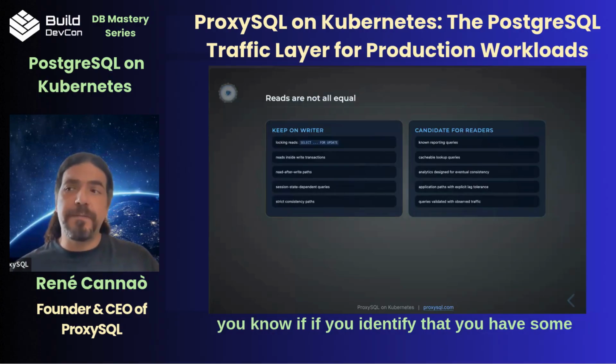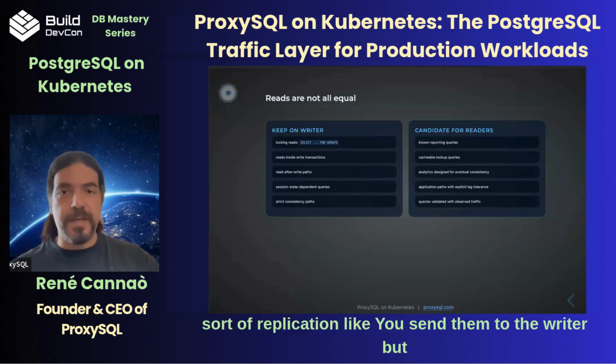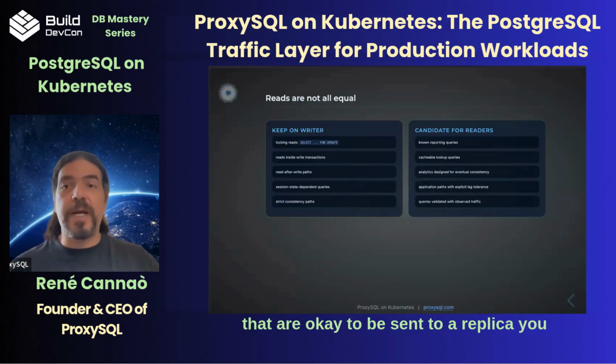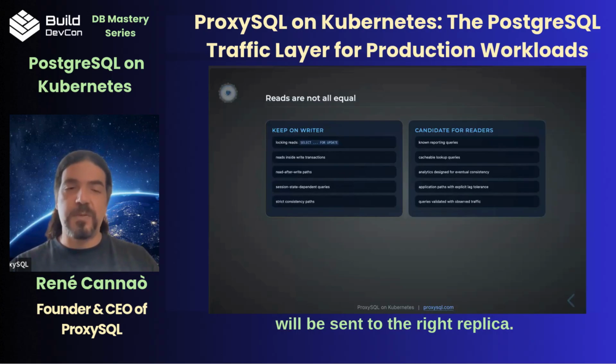And if you identify that you have some specific queries that cannot accept any sort of replication lag, you send them to the writer. But at the same time, if you identify some queries that are okay to be sent to a replica, you can easily create some rules, and those select statements will be sent to the right replica.